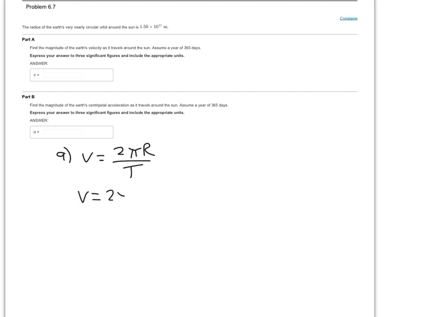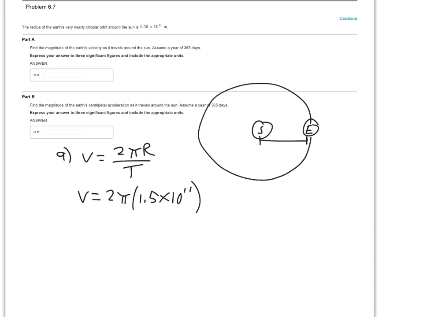We know the radius of the orbit, not the radius of Earth itself, but the radius of the orbit is 1.5 times 10 to the 11th meters. Okay, if we think about the Sun here and Earth, that distance between them ends up becoming the radius of the orbit. So that's why we're using that number. And then we're going to divide by the period. However, we need that period in seconds.